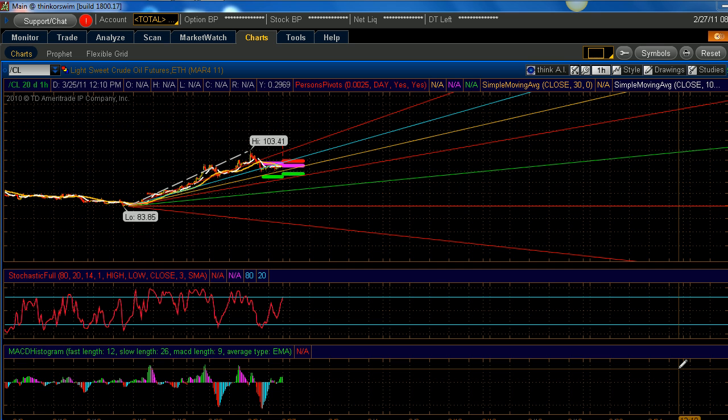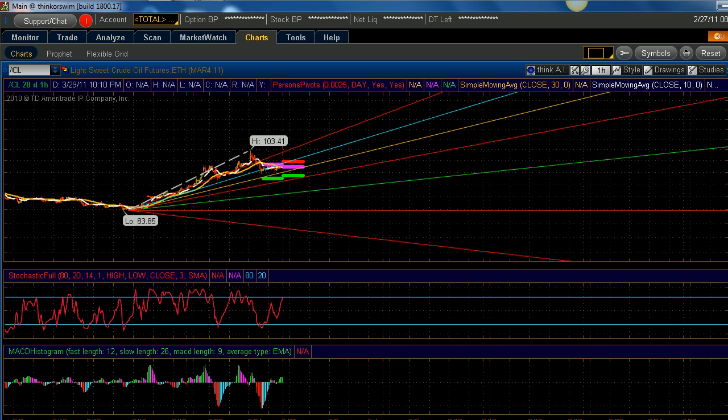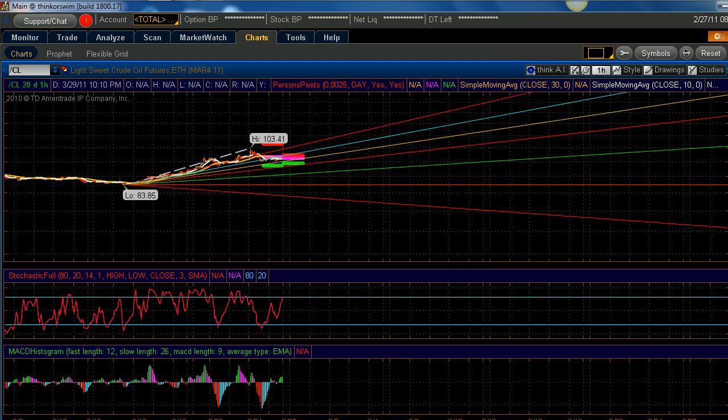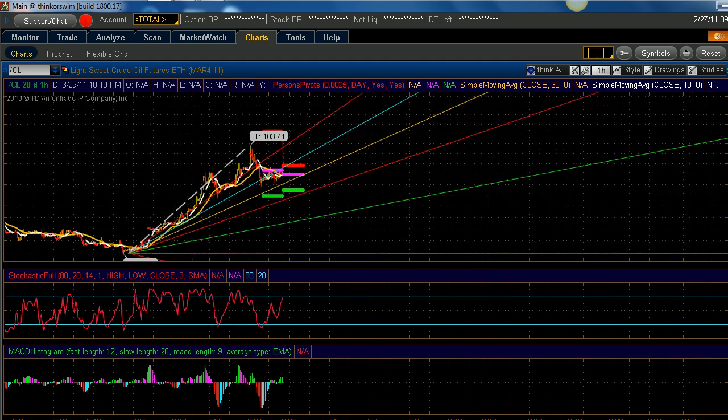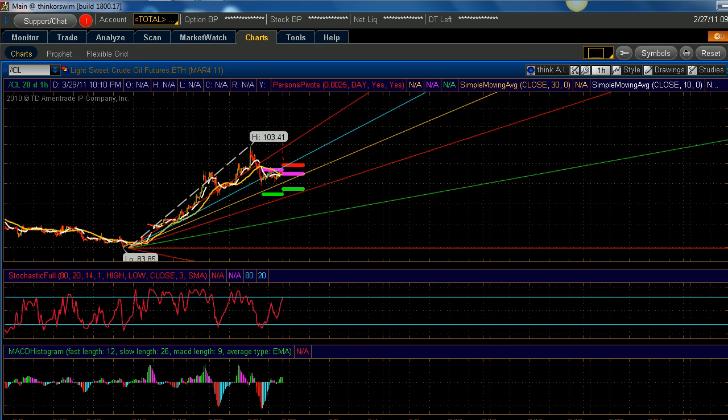On this chart here, I have a chart of crude oil, and I want to go over it with you. I know everybody's interested in crude right now with what's going on in the Middle East, and I do trade it quite a bit. I intraday trade it as well as long-term trade it or swing trade it.